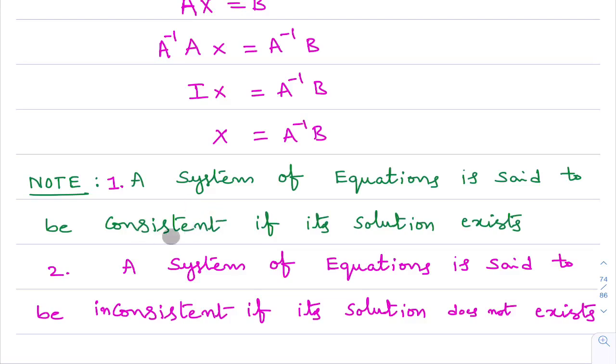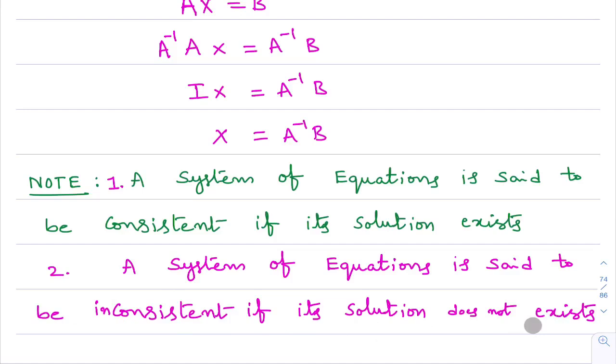What is the definition of consistency? A system of equations is said to be consistent if its solution exists. That means in the process of calculating this x, if I am getting the answer, then the solution exists. Then we say that given system is consistent. Simple words. A system of equations is said to be consistent if solution exists. If solution doesn't exist, then it is inconsistent. A system of equations is said to be inconsistent if its solution does not exist.